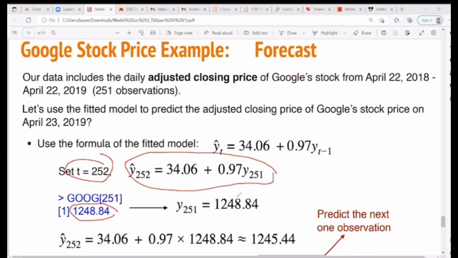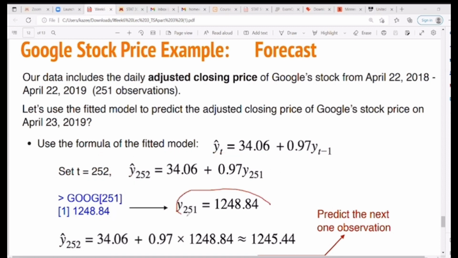Now, if you make a prediction now, let me just say this. We know the last observation, Y of 251, which corresponds to what happened on April 22nd. And you know what we want to do now? We want to use this to predict for the second day. We want to predict April 23rd.